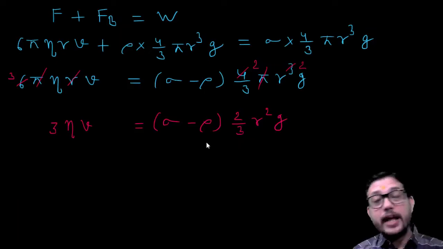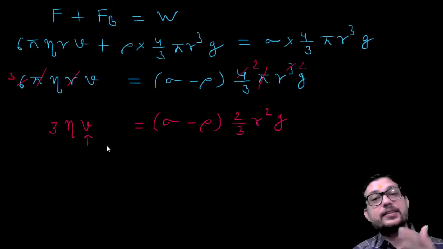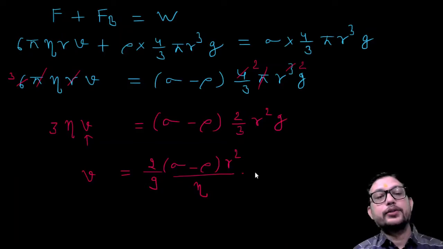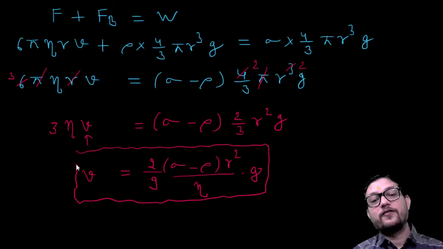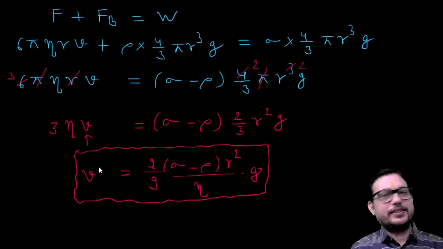Okay, now what do we have to calculate? We have to calculate the value of terminal velocity. So v is the terminal velocity. So what will be the final answer? That will be v equal to 2/9 times sigma minus rho r square over eta into g. So this is your final expression for the terminal velocity. So I hope that this derivation is quite easy for you to understand.